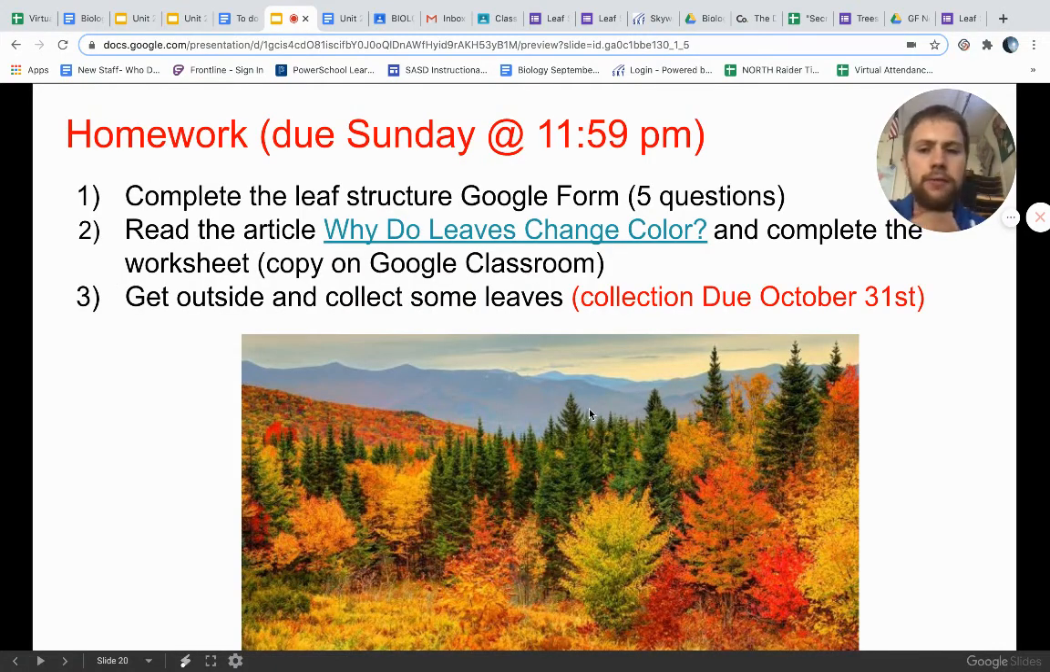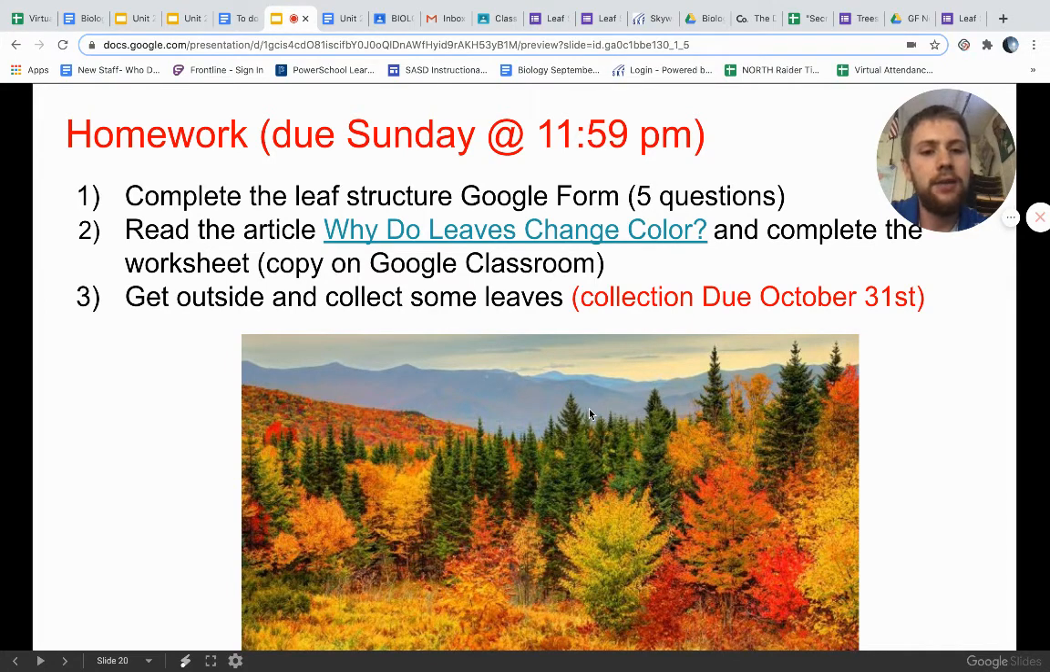So the homework for Sunday at 11:59 p.m., and I'll show you where the classroom post is going to be, is to complete the leaf structure Google form that goes along with this one. So similar to that trees Google form, the tree notes Google form, go ahead and complete the leaf structure one. That'll take you all of 5 minutes.